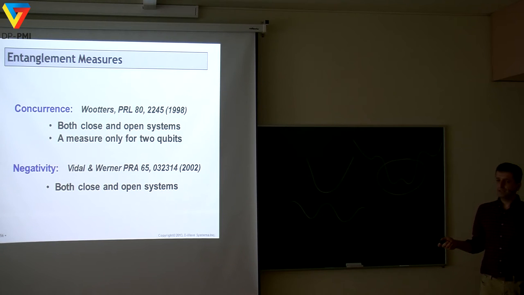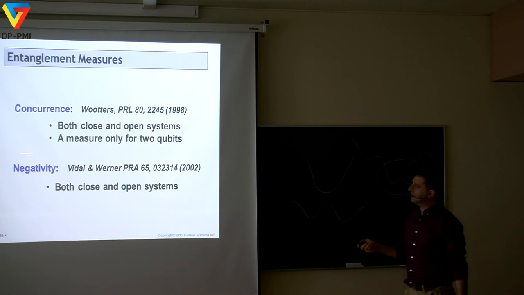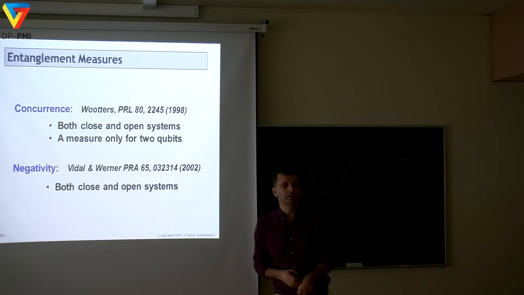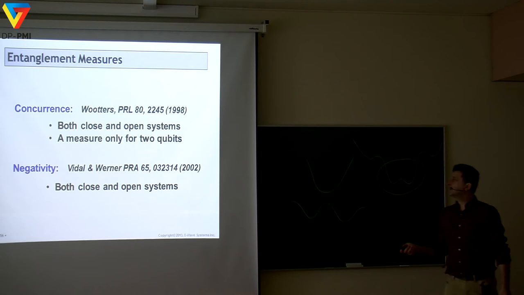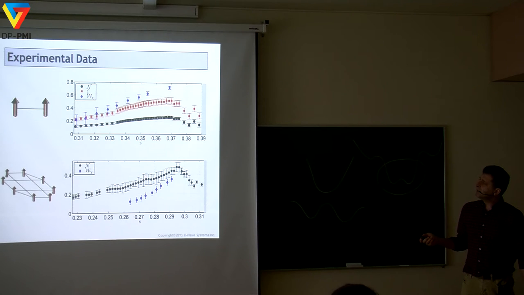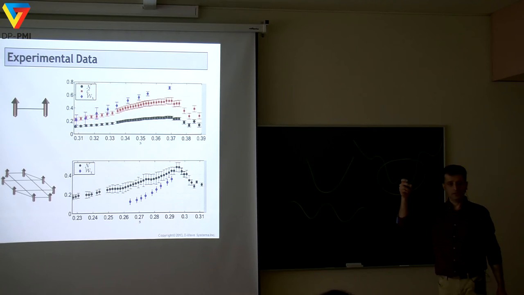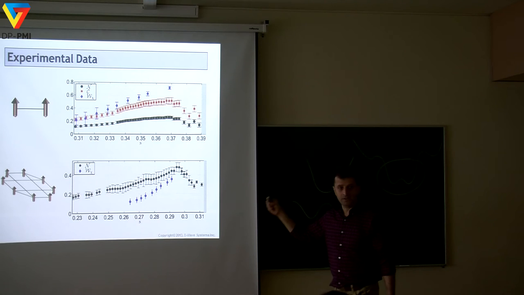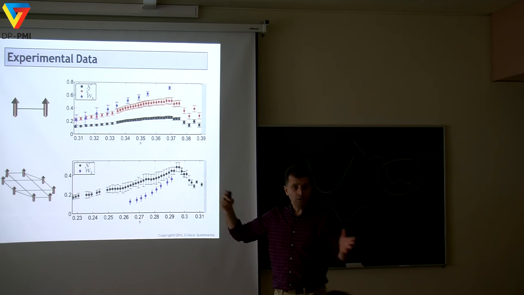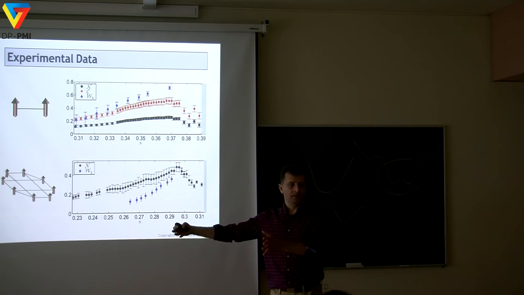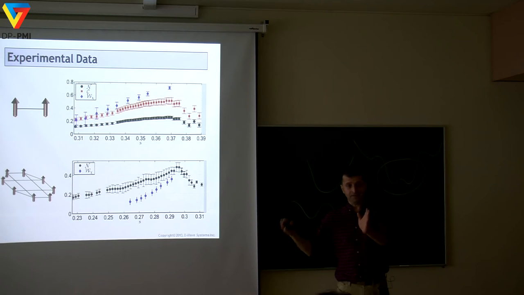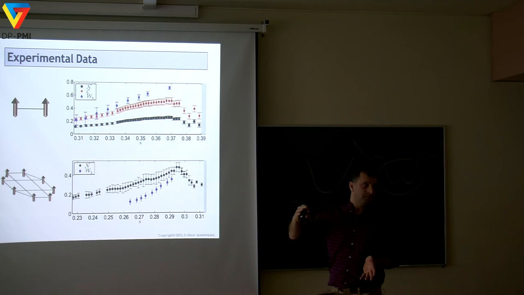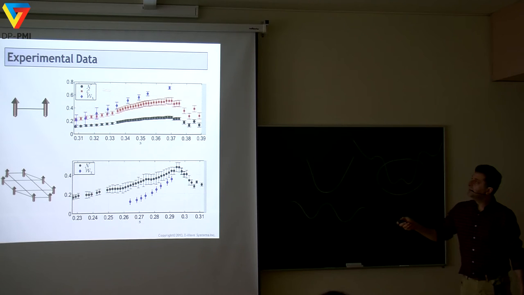For multi-qubit, you have to do other things. Negativity is actually a measure of entanglement that can be used for multi-qubit also. These are results of calculation. This is calculation of entanglement witnesses and measures using the density matrix that we extracted from the data, assuming that the off-diagonal elements are zero. And this is the negativity.